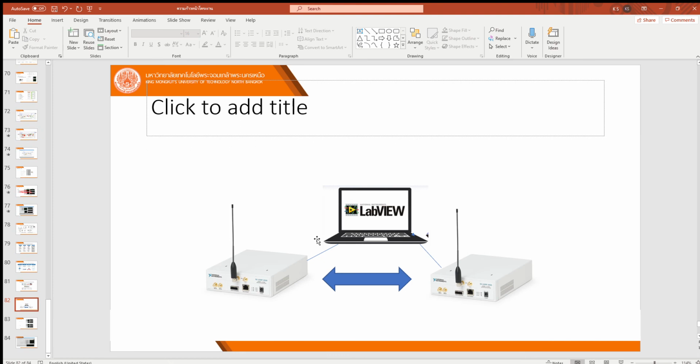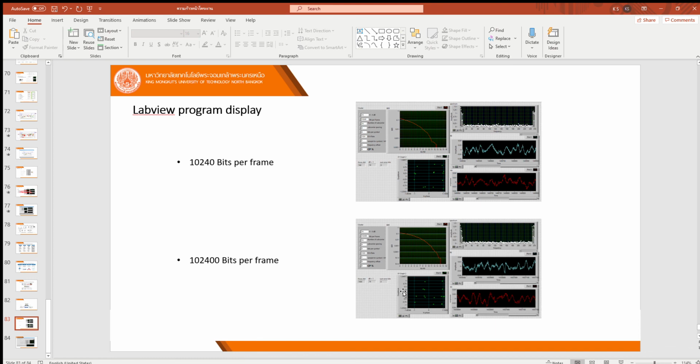And this is what we try to do in our lab. We have two SDRs connected to the computer, and they talk to each other using the antenna. And this is the LabVIEW program that we can use for 10,000 bits and 1 million bits per frame. The difference is not too much.